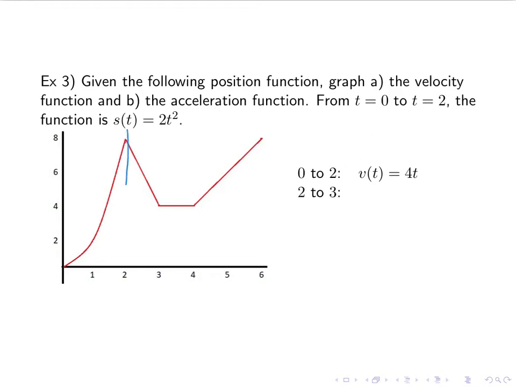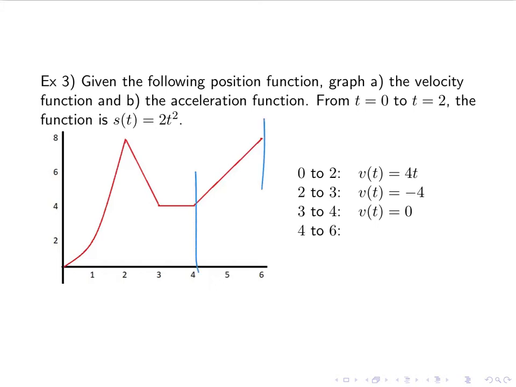From 2 to 3, again, we're just looking for the derivative, so we're looking for the slope. So we're looking for the change in y over the change in x. So the change in y, we start at 8 and we end at 4. So the change in y is -4, sorry. And then the change in x is 2 to 3, so that's a change of 1. So the slope is -4 over 1, which is -4. From 3 to 4, we have a horizontal line, and the derivative of a horizontal line is 0. So that one's fairly easy.